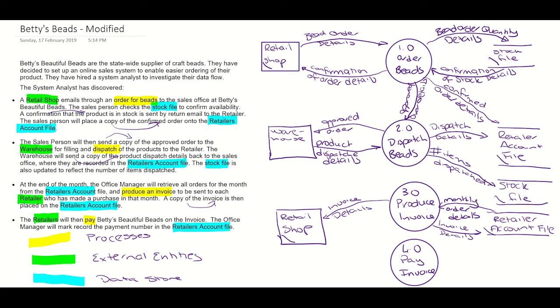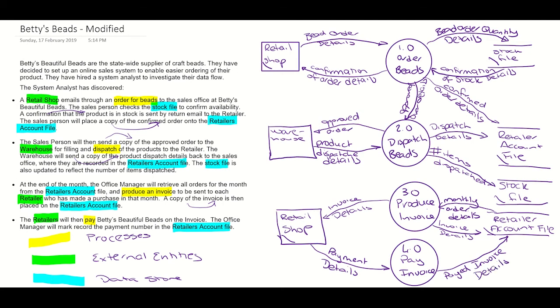Okay. Last but not least, the retailer will then pay Betty's Beautiful Beads on invoice. So the retailer will pay. So he's going to be sending payment details. The office manager will record the payment number in the retailer's account file. So we are going through here and we're going to have paid invoice details.